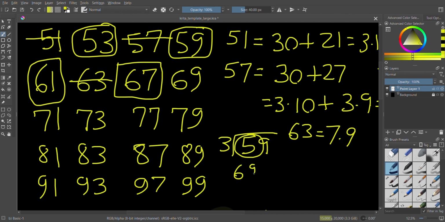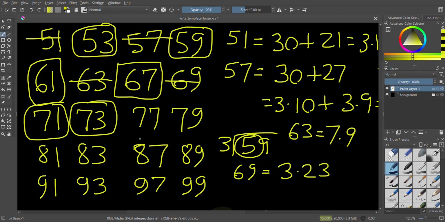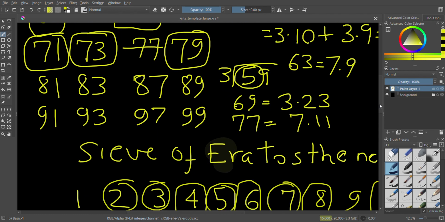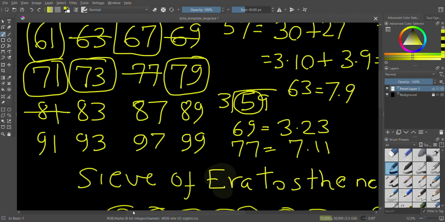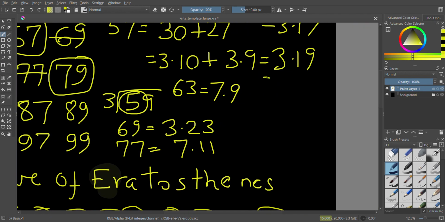And 69 is 3 times 23. So it is not prime. 71 is prime. 73 is prime. 77 is 7 times 11, not prime. 79 is prime. Okay, so now we're down to our last few numbers. 81 is not prime. Why? 81 is equal to 9 squared.